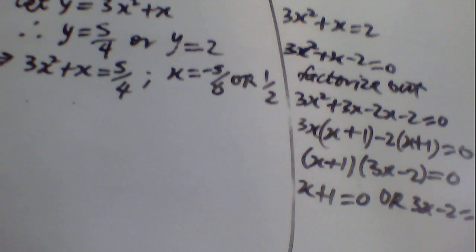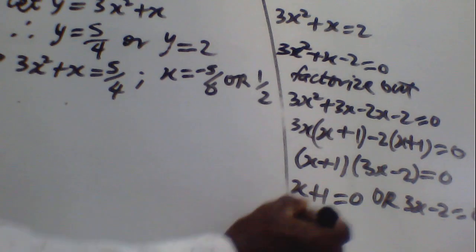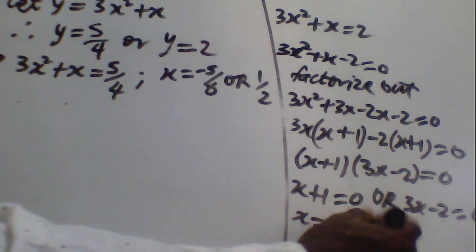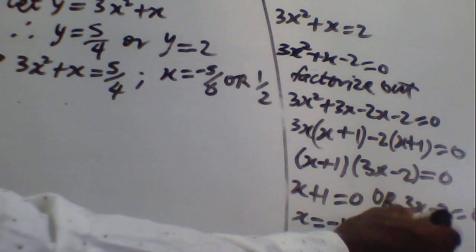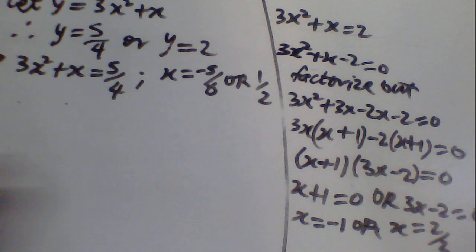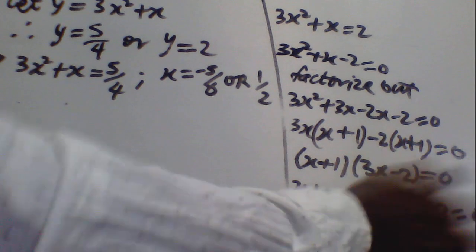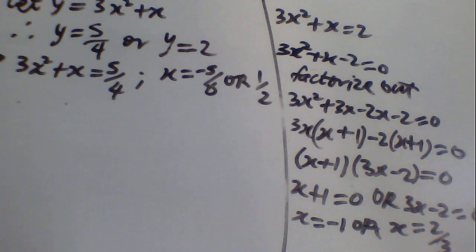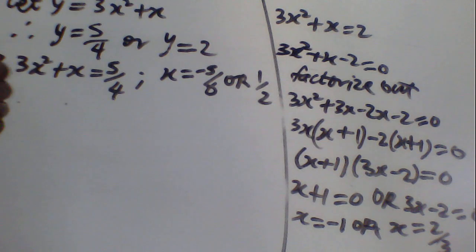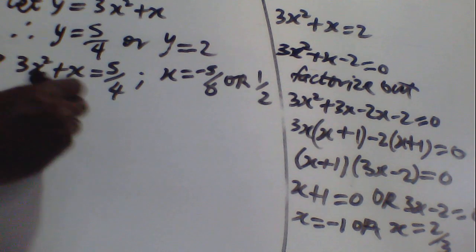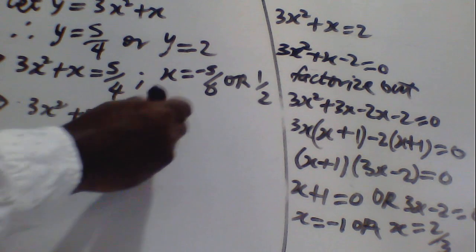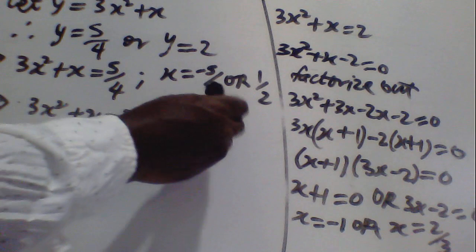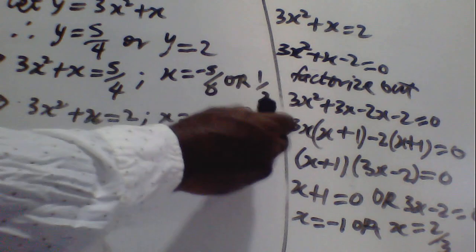So once you have done that, you have that x is equal to minus 1, or x is equal to 2 over 3. So by solving the second equation, 3x squared plus x equal to 2, we have that x is equal to minus 1, or 2 over 3.